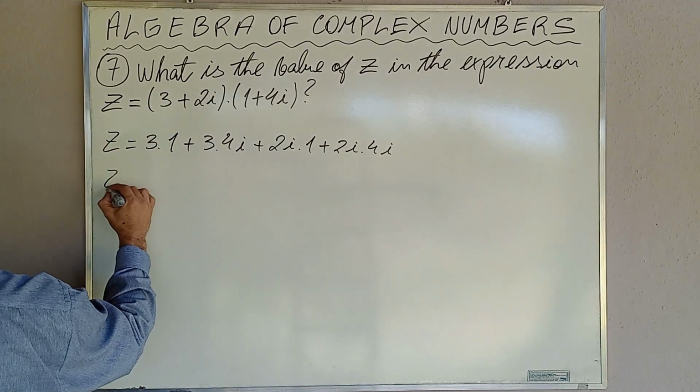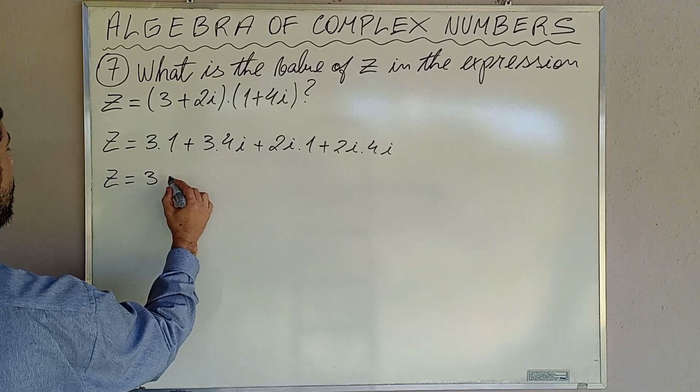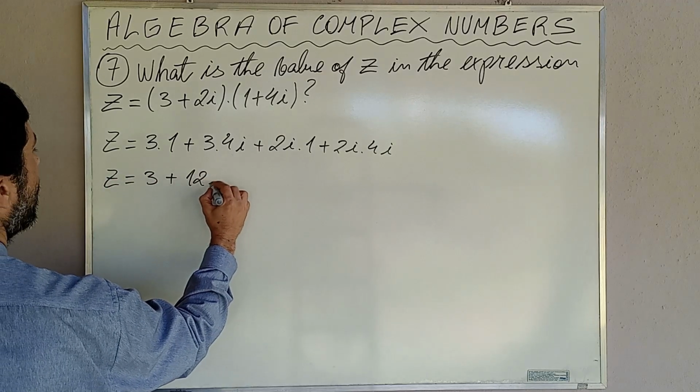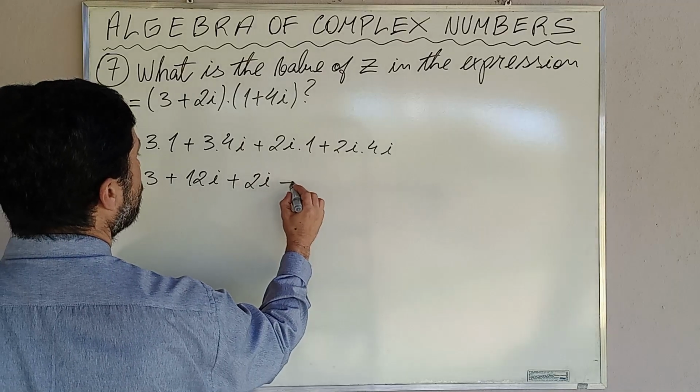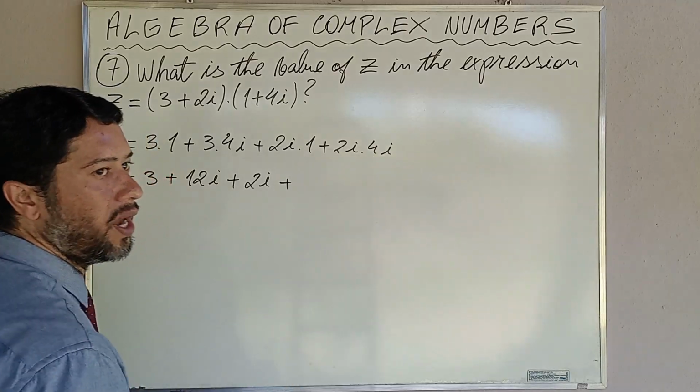Continuing, z is equal to 3 plus 12i plus 2i plus 2 times 4 is 8.